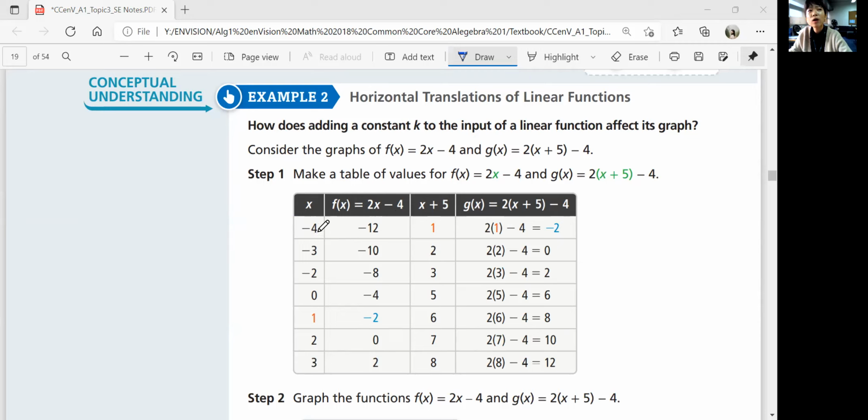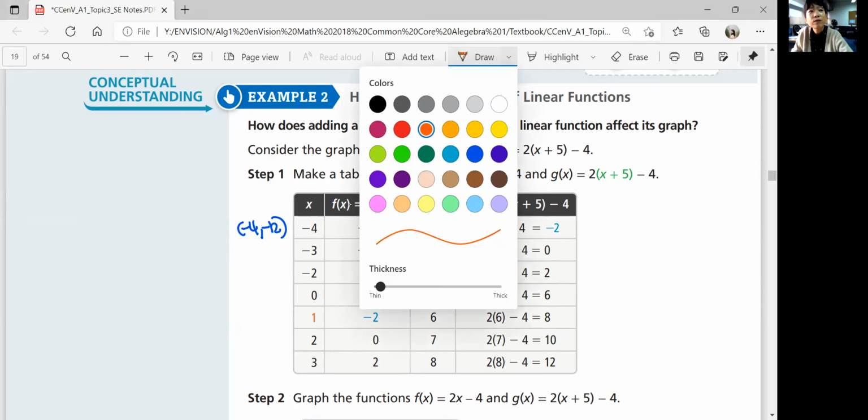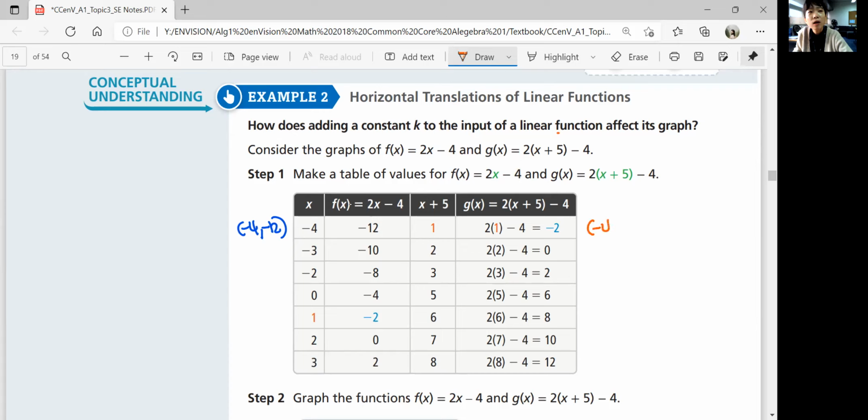If x is -4, f of x would get a -12 for the output. So this is a point on f of x, -4, comma -12, right? But g of x will have a different point for a -4. If your x is -4, you have -2 for your output. Okay, and so on. So if you get the same x, you'll get different answers for different equations.